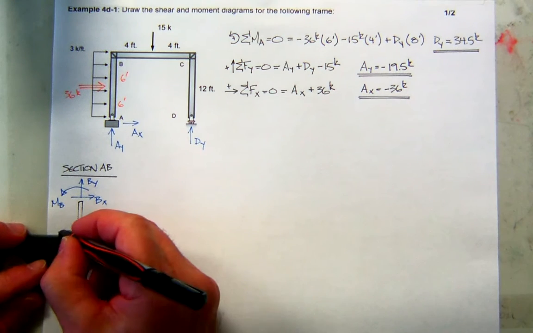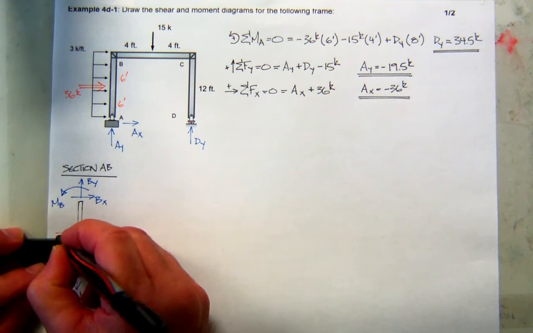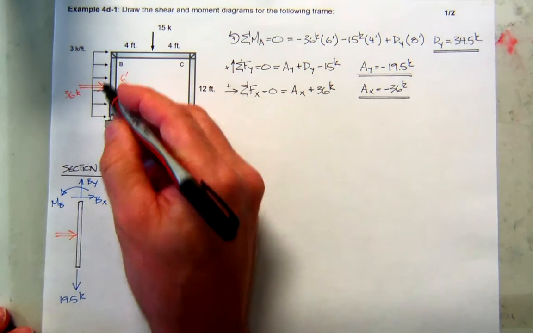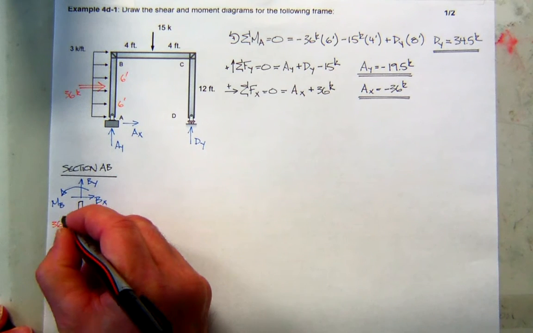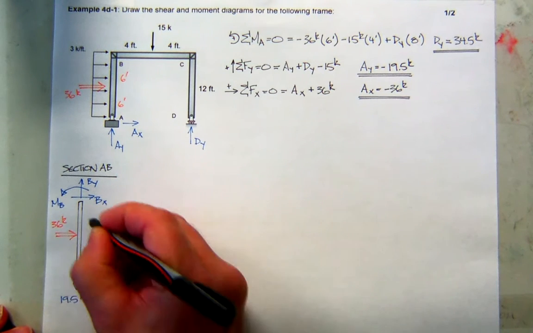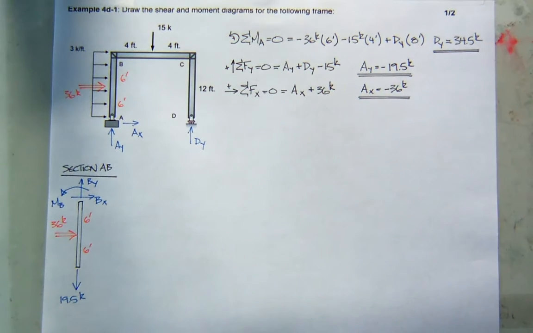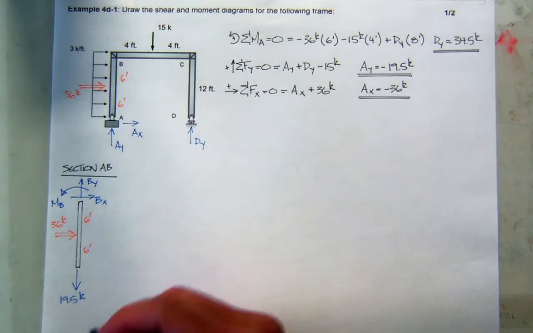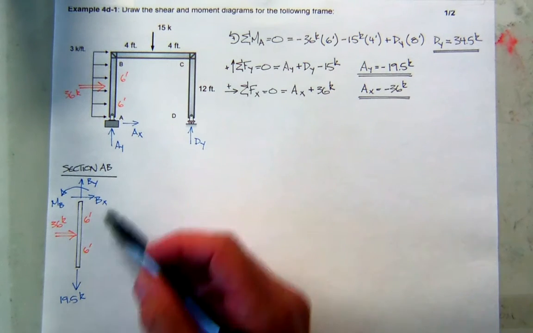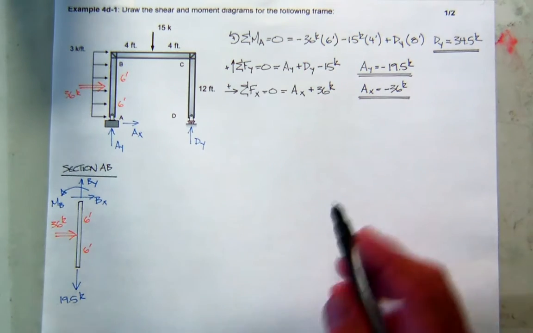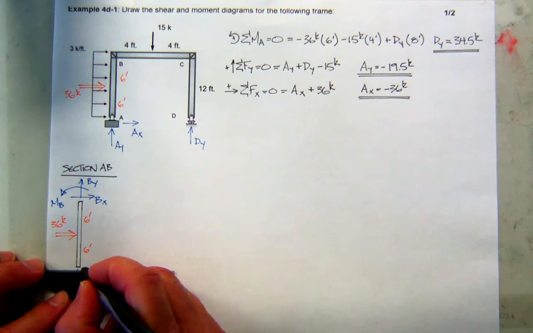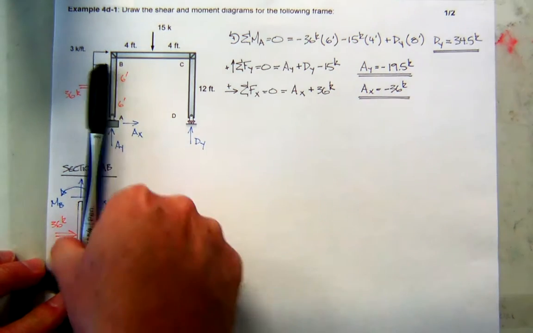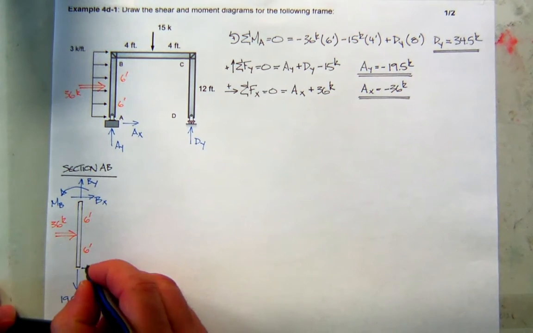And then we've got the same concentrated equivalent force that we had before, 36 kips, and that's at 6 feet, 6 feet. I think that's all we have, isn't it? We already know what's happening at A. Oh, I forgot AX. What was AX? 36. And it's negative, so it's actually going in this direction.